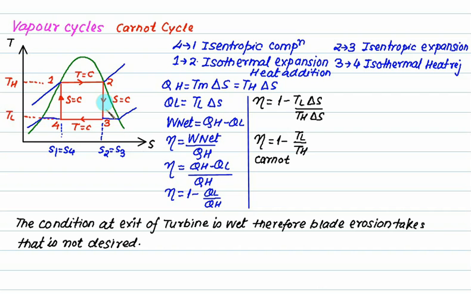We are working at 2 pressures only. One is the high pressure and one is the low pressure. Normally the high pressure is called the boiler pressure and the low pressure is called the condenser pressure. So we'll try to eliminate the problems generated in the Carnot cycle, and that we call the Rankine cycle.